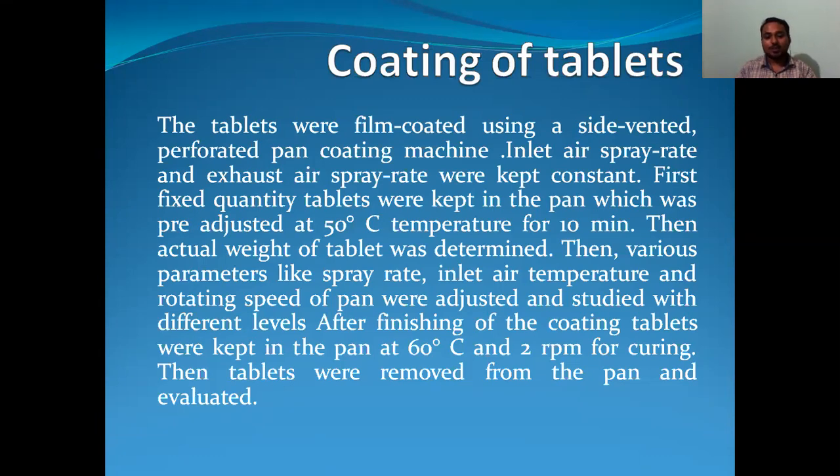The various parameters like spray rate, inlet air temperature, and rotating speed of the pan were adjusted and studied at different levels. After finishing the coating of the tablets, we keep them in the pan at 60 degrees Celsius at 2 RPM for curing. The tablets were removed from the pan and evaluated.